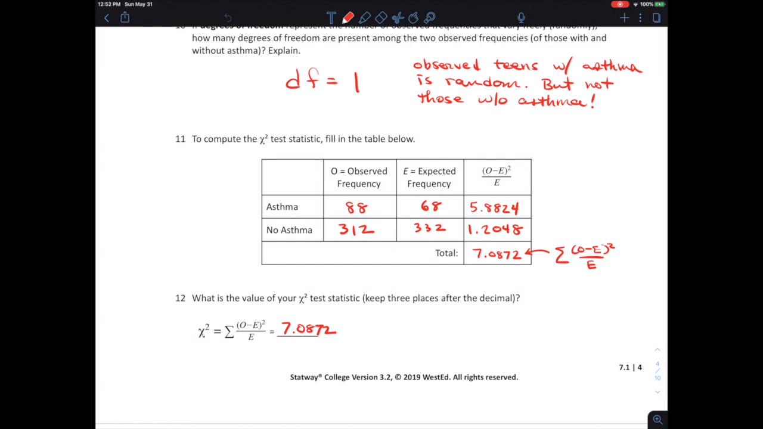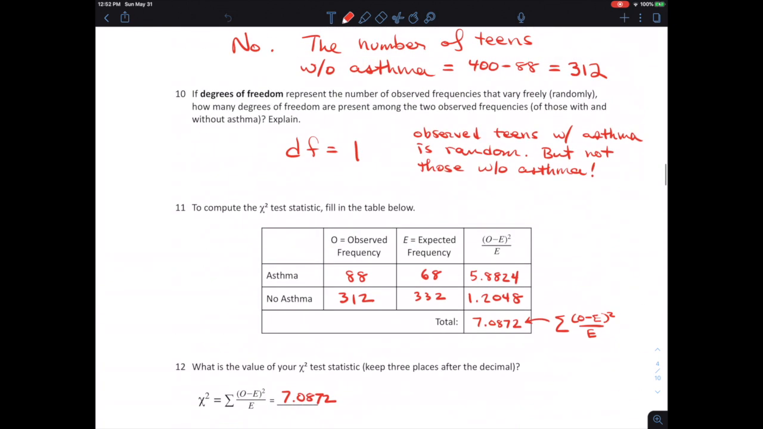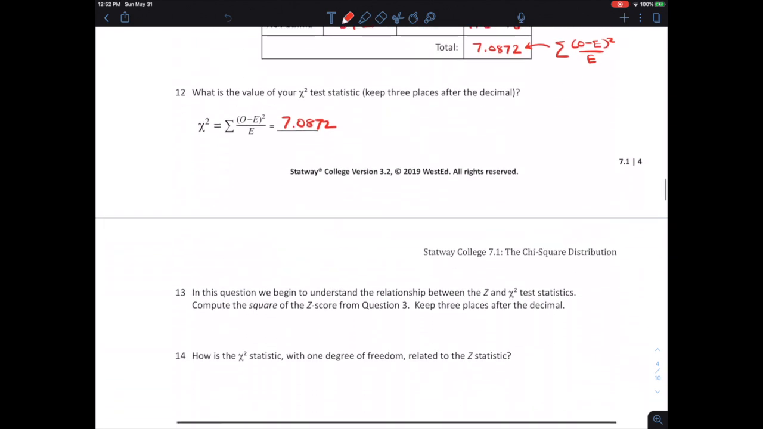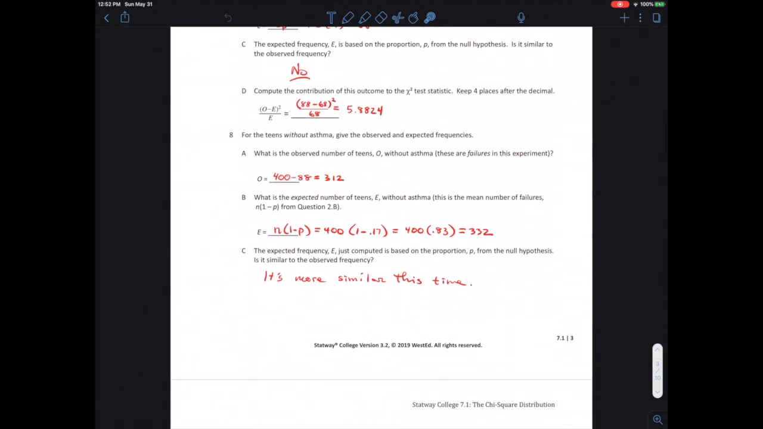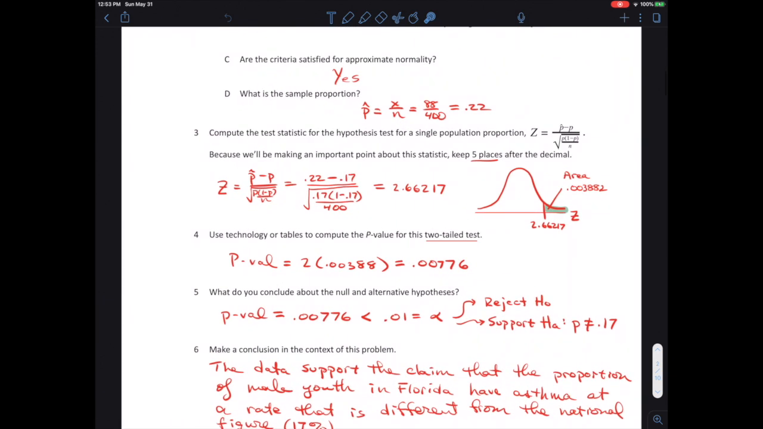Okay, so now we've got our chi-square statistic, 7.0872. What we want to do here is tie this result to the original hypothesis test that we looked at. So in question 13 it says, in this question we begin to understand the relationship between the z and chi-square test statistics for the same hypothesis test. Compute the square of the z-score from question 3. Let's go back and find that. Here we go. So it's 2.66217. I'll copy that.